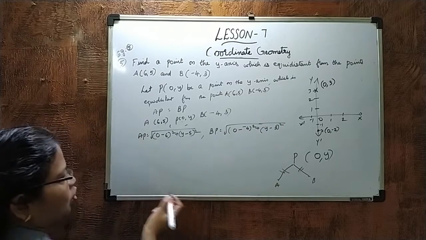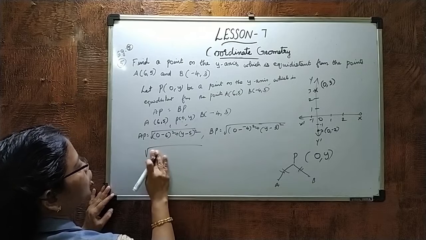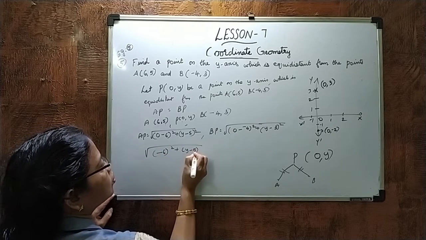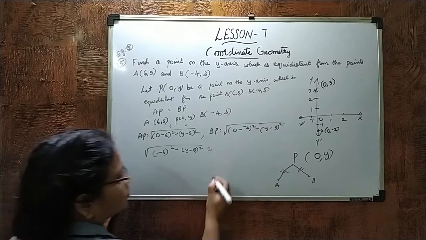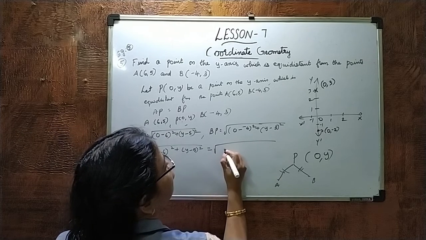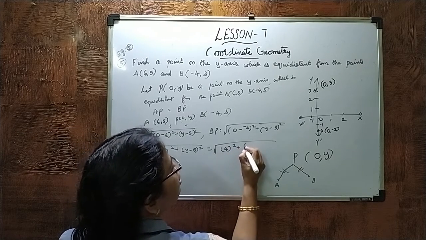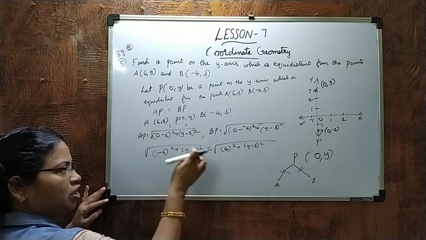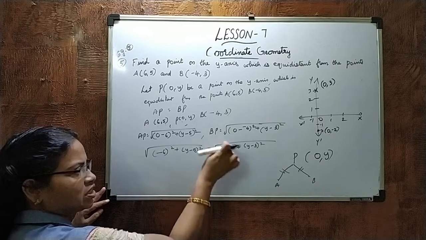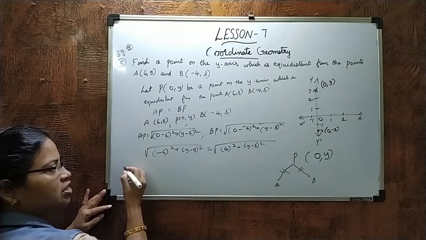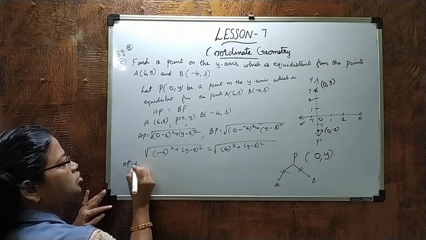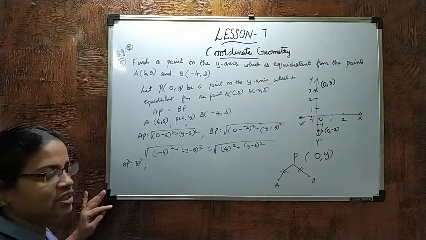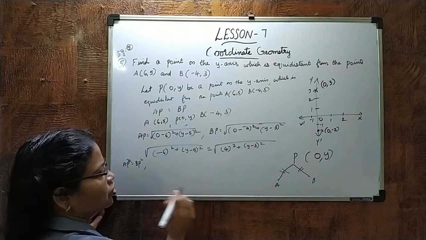So we have to equate them, both of them. So root of (0 minus 6) is negative 6, the whole square, plus (y minus 5) the whole square equals root of 4 the whole square plus (y minus 3) the whole square. What is the next step then? You can cancel this root and root, since the equal sign is there. Otherwise, what you can say is AP square equals BP square, we are going to do. Squaring means the root will be cancelled, nothing else will happen, no change at all.